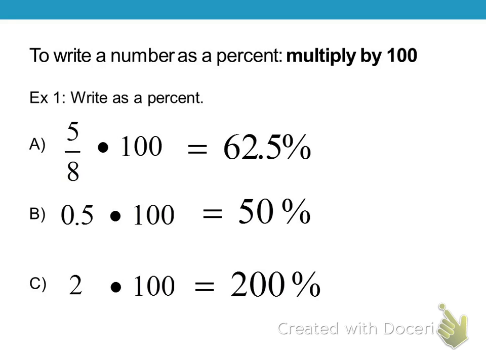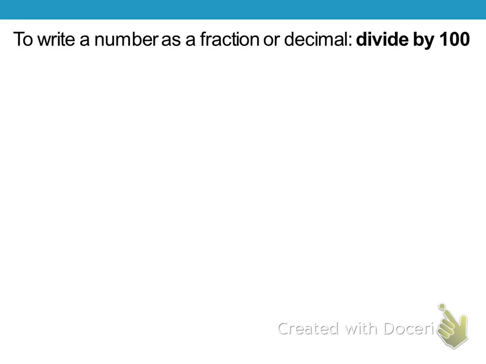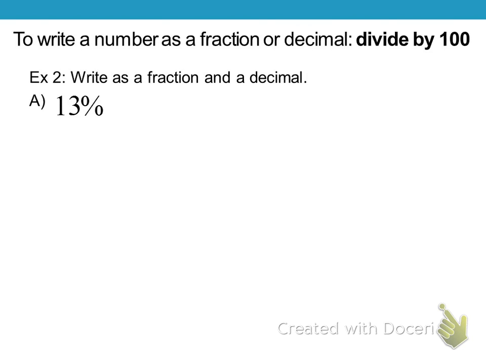All right, any questions? All right, now we're going the other way. So if I give you the percent and you want to change it to a fraction or a decimal, you have to divide by 100. Okay, so I'm going to show you and then I'm going to tell you. So divide by 100 gives you both of these. Now, the easiest way to do it, to make it a fraction, is just put it over 100.